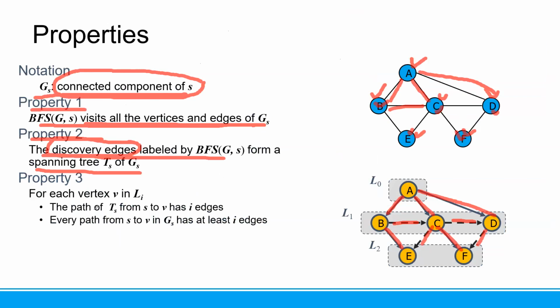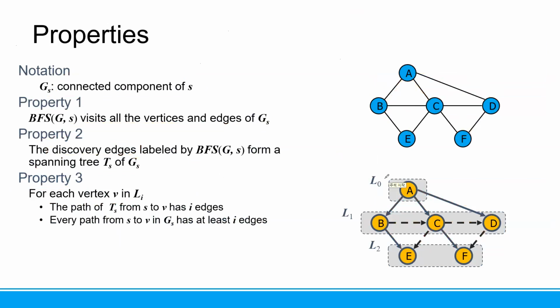The property three means for each vertex V in Li, so we have this Li. When i equals 0, this is a set of vertices. When i equals 1, this is a set of vertices. And when i equals 2, this is a set of vertices. So for each vertex V in Li, the path of TS from S to V has i edges. What does it mean? The path of TS from S to V.